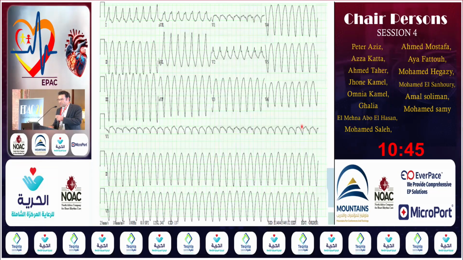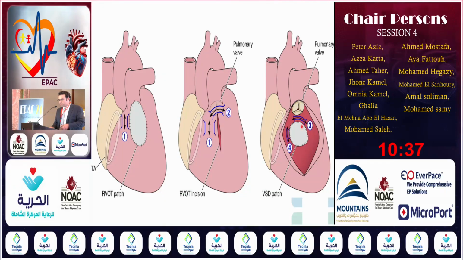So this was her EKG that suggests a right ventricular inferoapical exit site of her ventricular tachycardia circuit. And before we proceed, these are the common isthmuses of ventricular tachycardia in patients with tetralogy of Fallot. Isthmus 1 is between a ventriculotomy incision or patch and the tricuspid valve annulus.